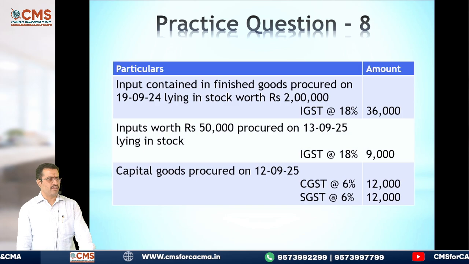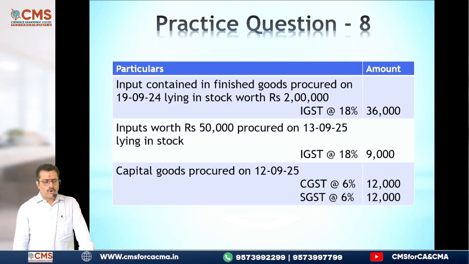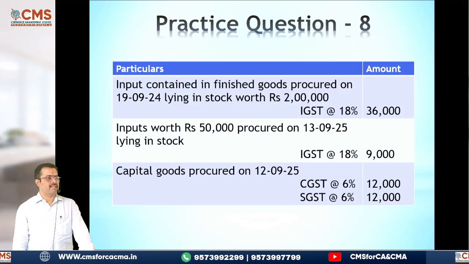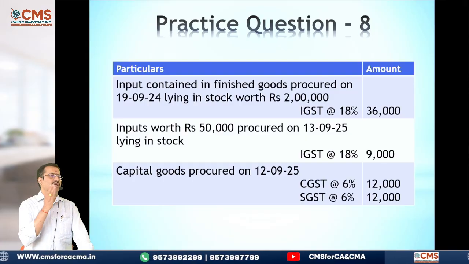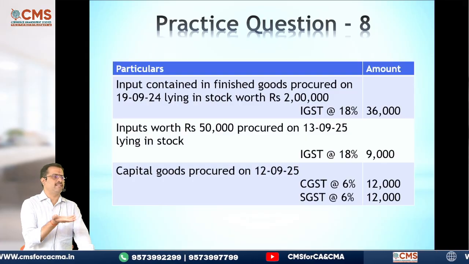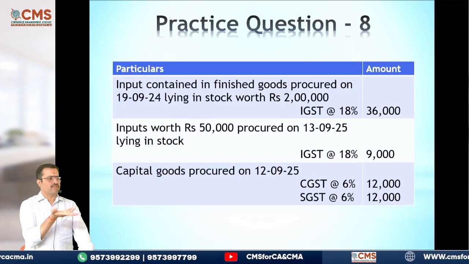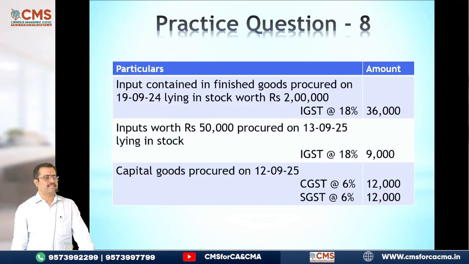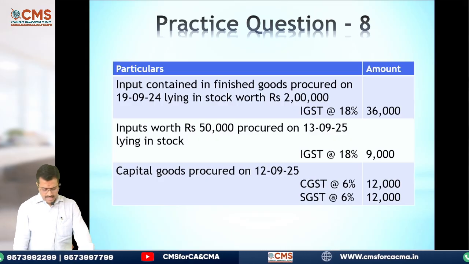If you see the second point, inputs worth rupees 50,000 procured on 13 September 2025, lying in stock, IGST at the rate of 18%, which comes to 9,000 rupees. So directly first IGST credit you have to adjust against CGST, or maybe even against SGST. Anyhow, since we have both same only, CGST we will put 9,000. So write IGST 9,000.